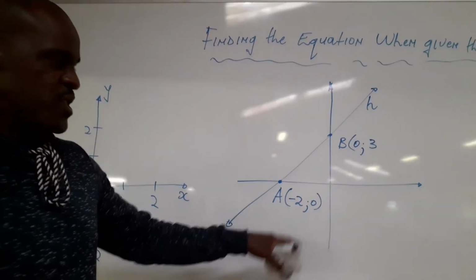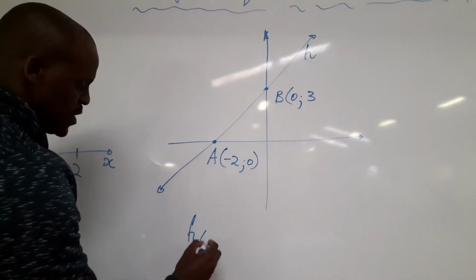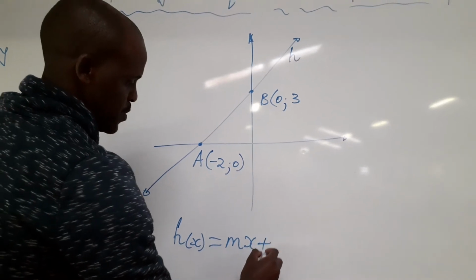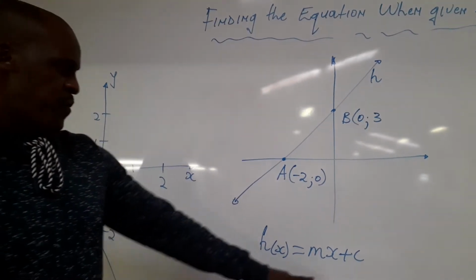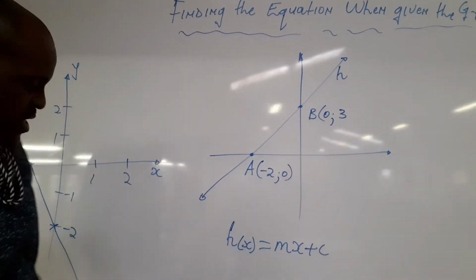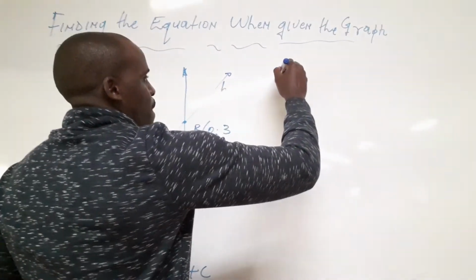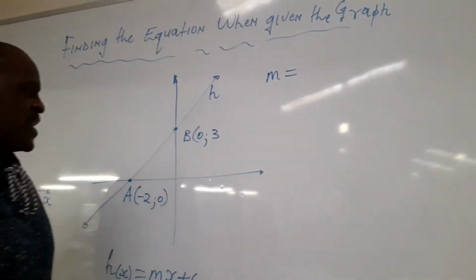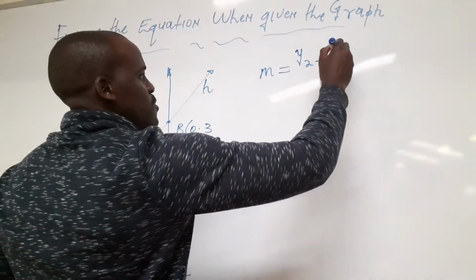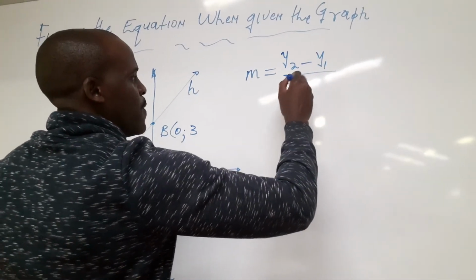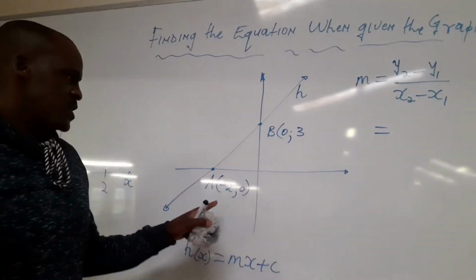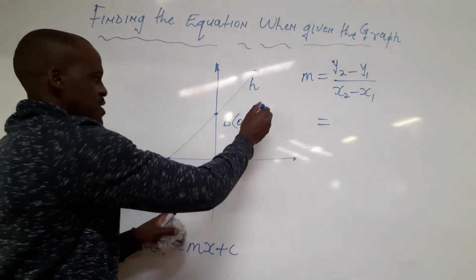So for you to find the equation, remember that the equation has to be in standard form, h(x) equals mx plus c. Therefore, we've got the value of c, which is our y-intercept. We do not have the gradient. In other words, we need to find the gradient first. The gradient that you will be finding here is the average gradient, which is given by y2 minus y1 over x2 minus x1. So you can name your points.